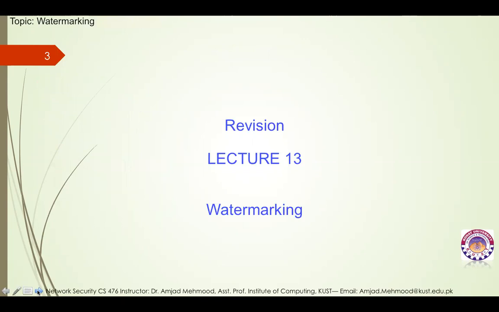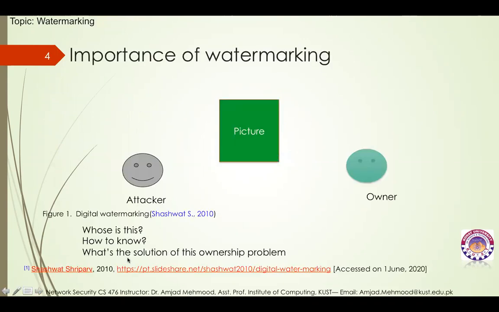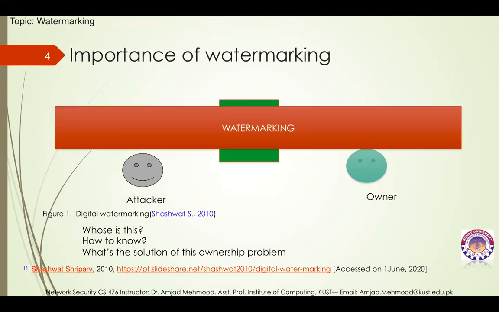Let's get started with the revision of lecture number 13 on the topic watermarking. Here you can see that we have an image and we have two parties. One is an attacker and another one is the owner. And both are claiming that this picture is mine. So how can we resolve this conflict of interest? This can be resolved by using watermarking.